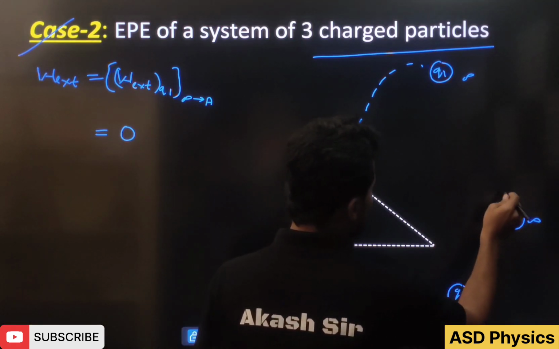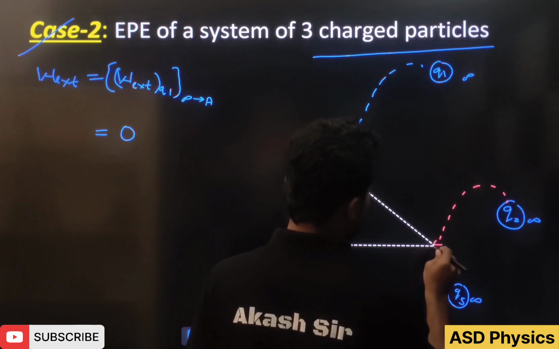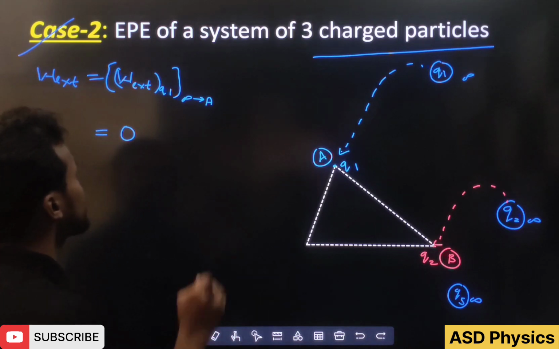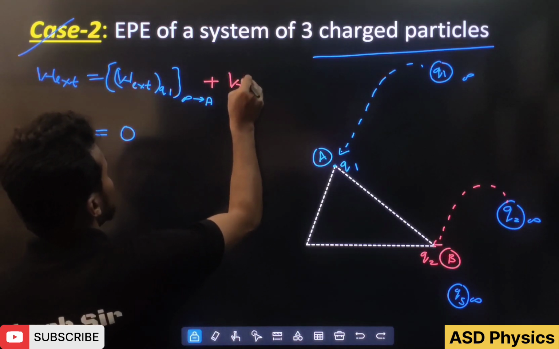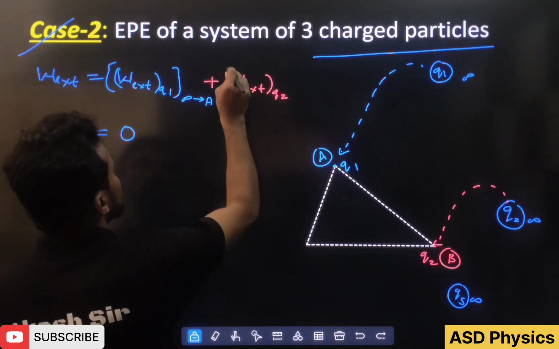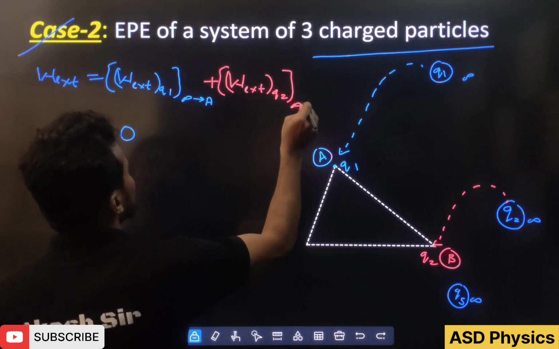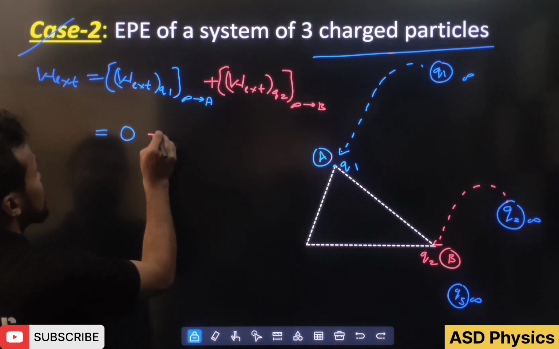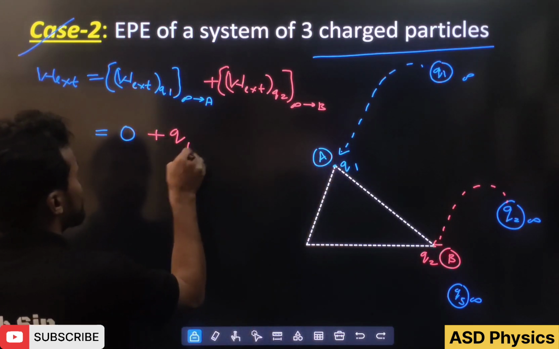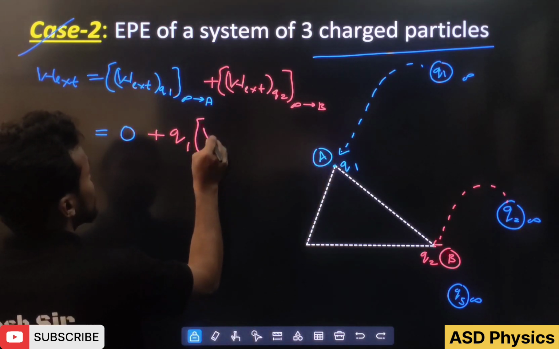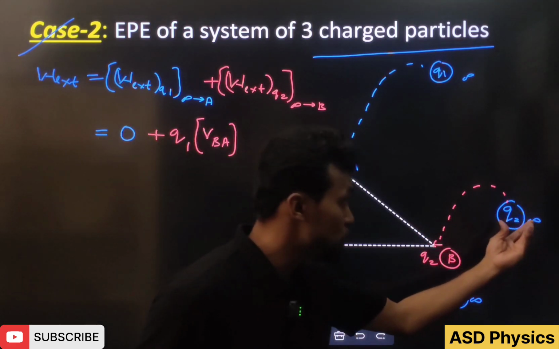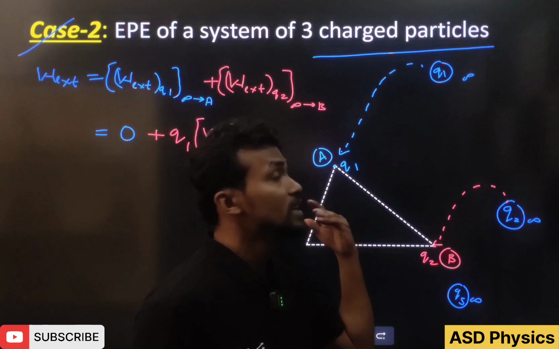Second, when the charged particle Q2 comes here, at point B, the work done by the external force to take the charged particle Q2 from infinity to B is needed. Before that, which charged particle is present? Q1. So we can write Q2 times the potential at point B due to A, because charge Q2 is coming in the electric field of Q1.